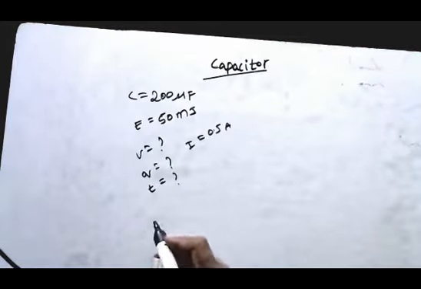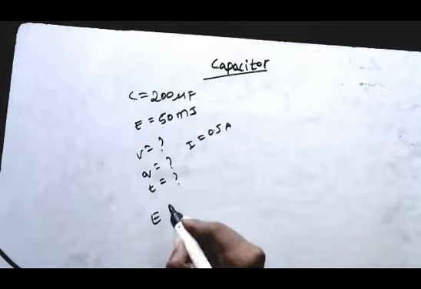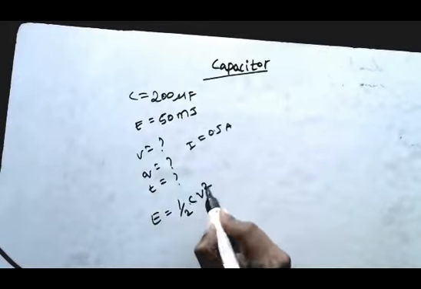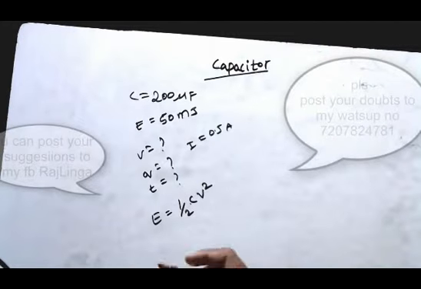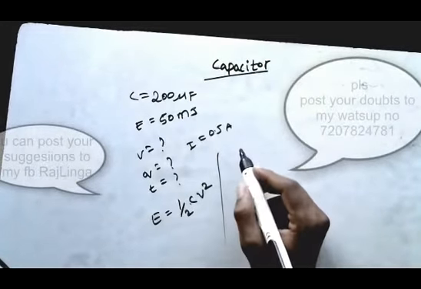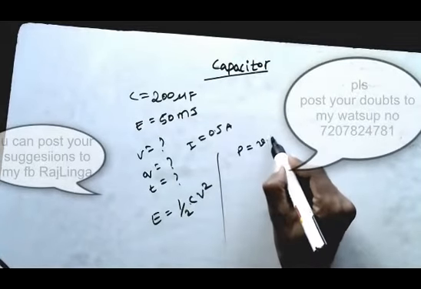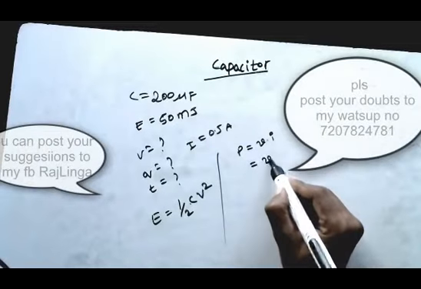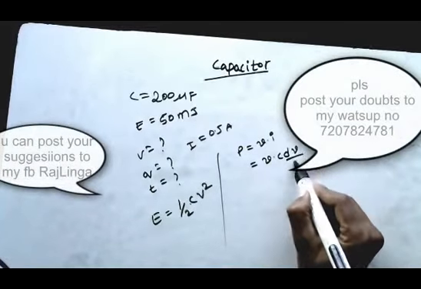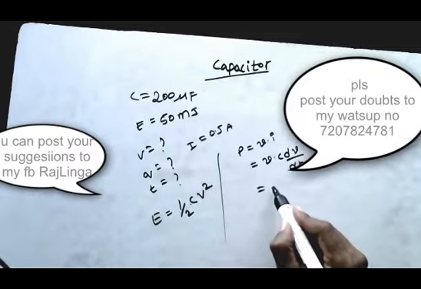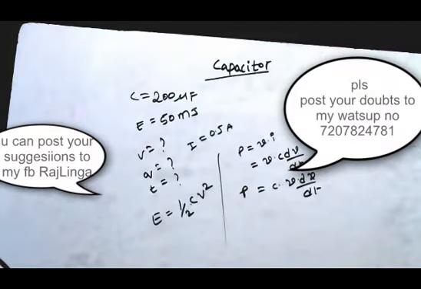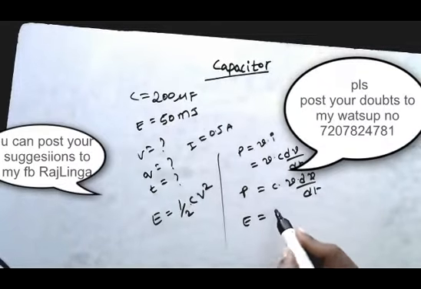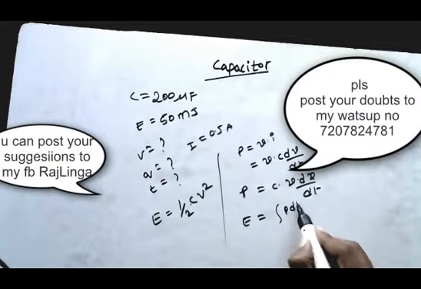Now we know that the energy stored in the capacitor E is equal to 1 by 2 CV square. So how do we get this formula? This formula can be derived by using P is equal to V into I, that is equal to V into C into dV by dt, that is equal to C into V into dV by dt. So energy E is equal to the integration of P into dt.